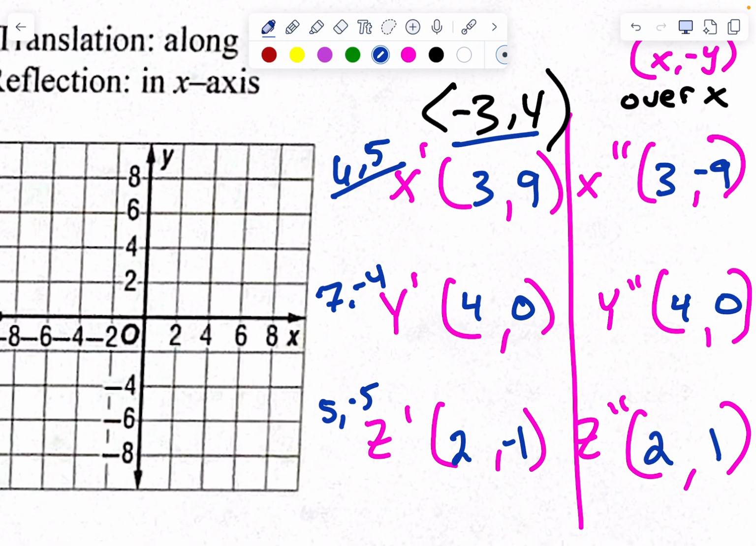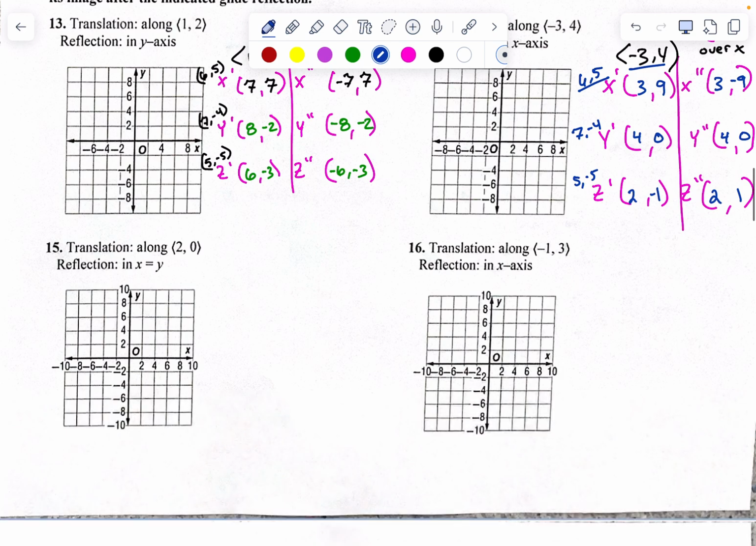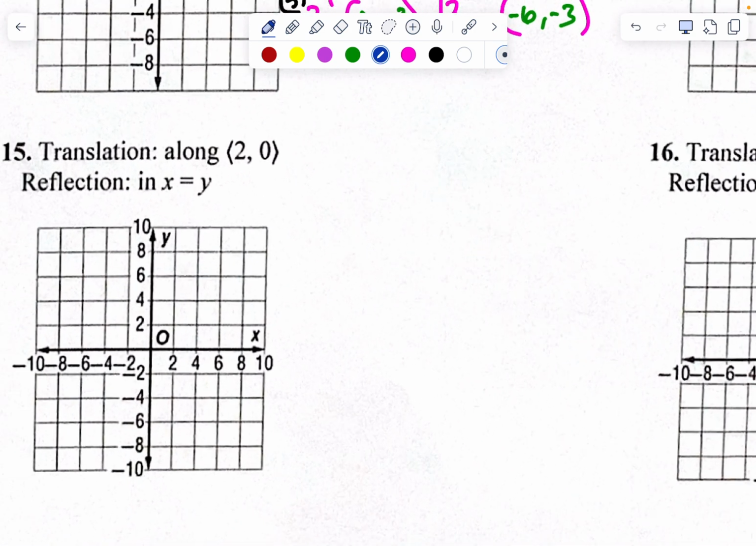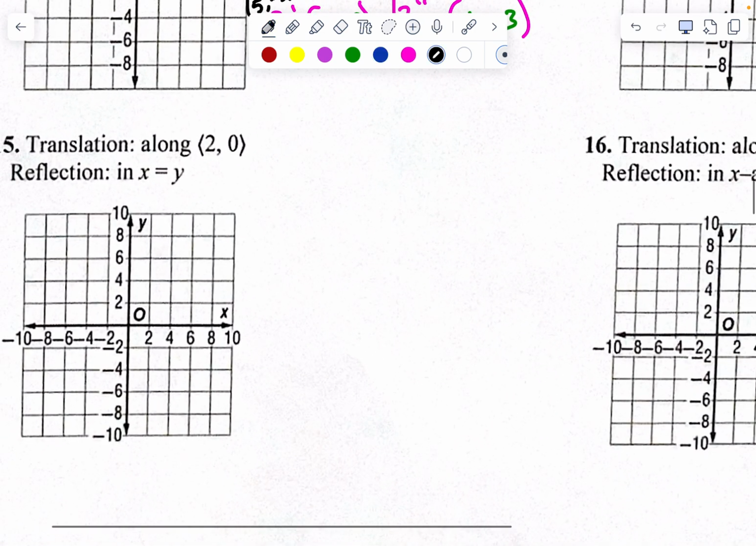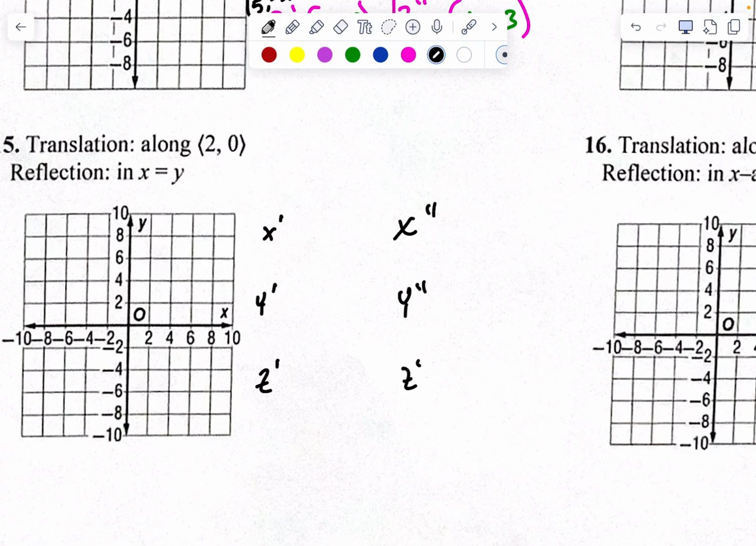Beautiful. Composition. Okie dokie. Oh my gosh, we got another one. Because we know X prime, Y prime. We don't know this next one though. Oh my god. X double prime, Y double prime, Z double prime.